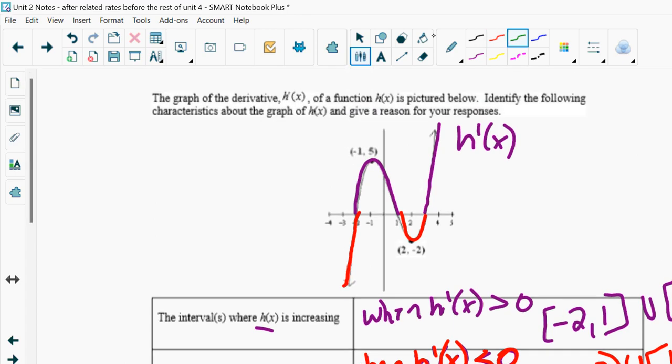Do you think that it has 1, 2, or 3 maximum values? Wait, are we looking for the x value? We're looking for x. Yeah.